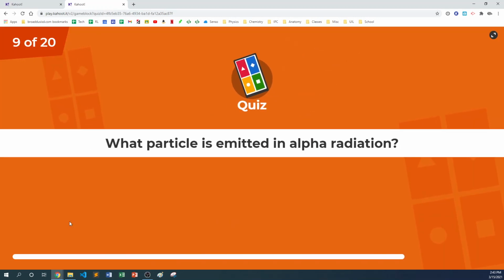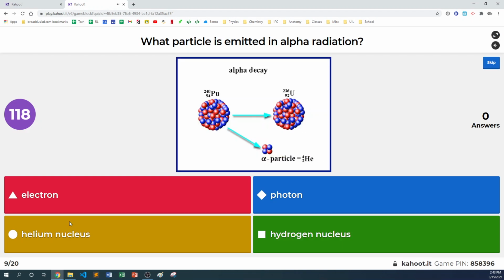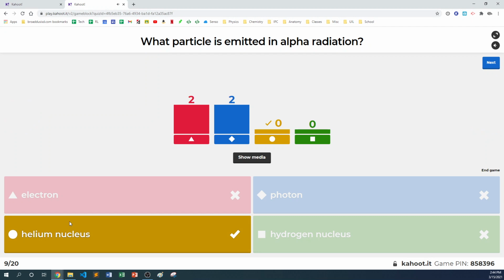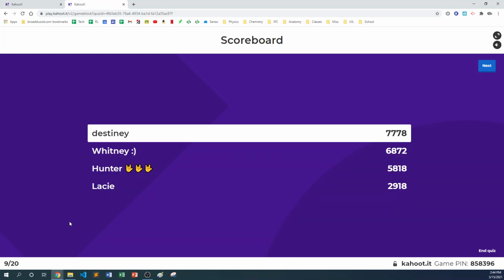What particle is emitted as alpha radiation? I think so. No, I'm gonna guess 104, 130. Oh my goodness, I'm so dumb. It's a helium nucleus, the alpha particle. Yeah, I knew that. I noticed that. It even said it in the picture. We always got it wrong. Dig deep on that.